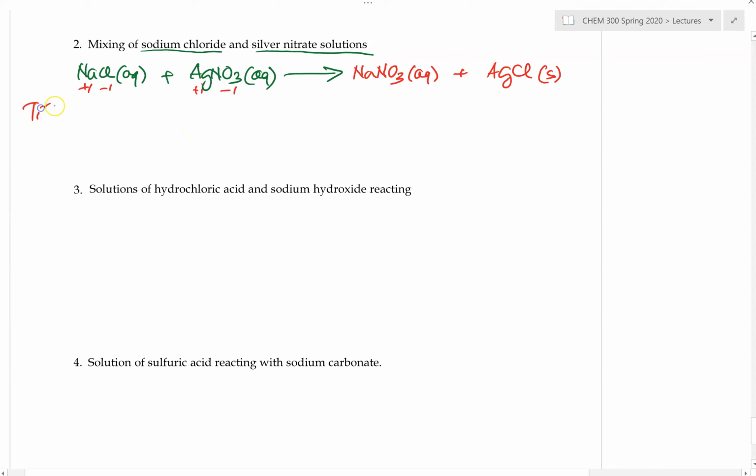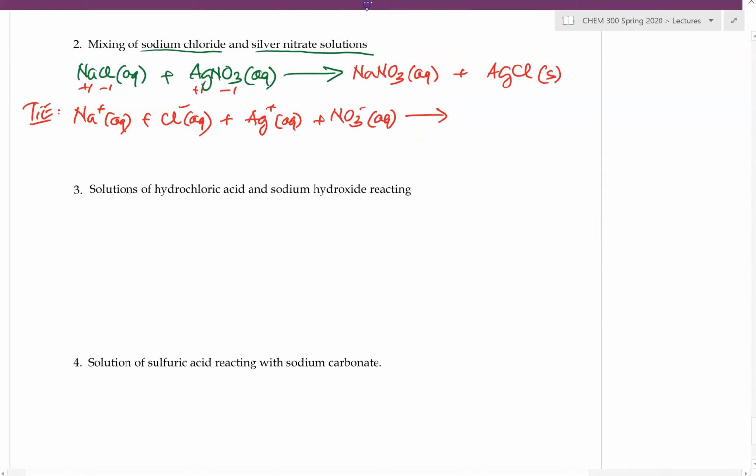So let's now write the TIE. In writing the TIE, we should be breaking sodium chloride into ions, into Na+ and Cl-. And we should also be breaking silver nitrate into ions as well, because it is soluble in water, into silver +1 aqueous and nitrate -1 aqueous. So that's what we will have on the reactant side.